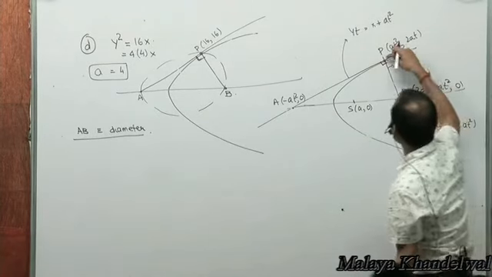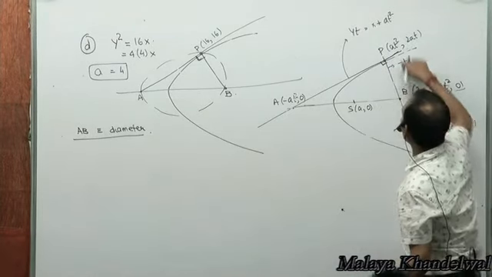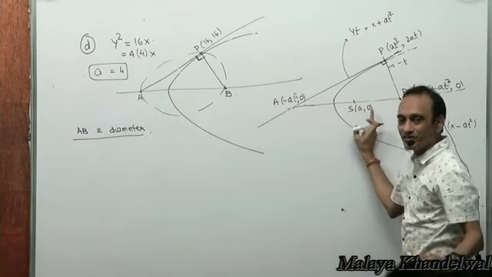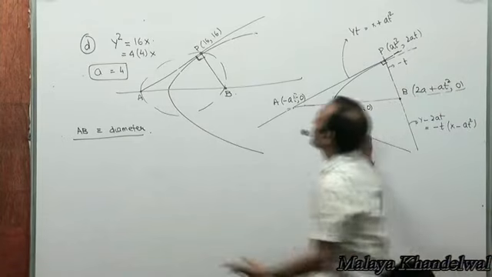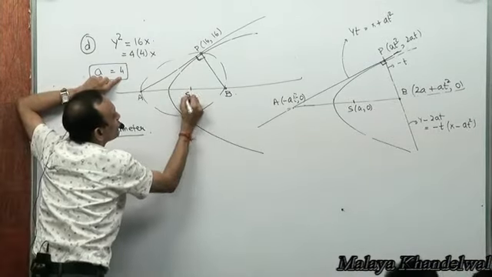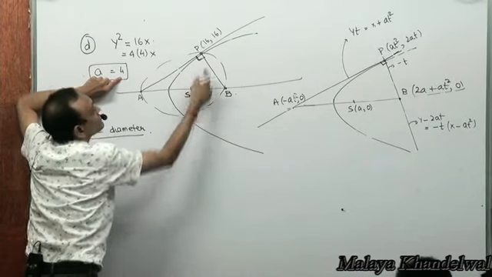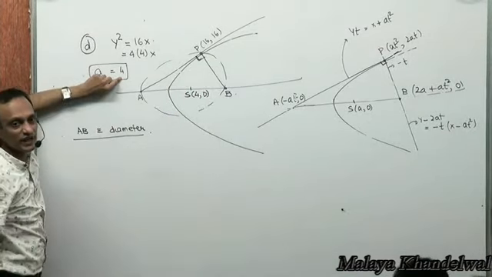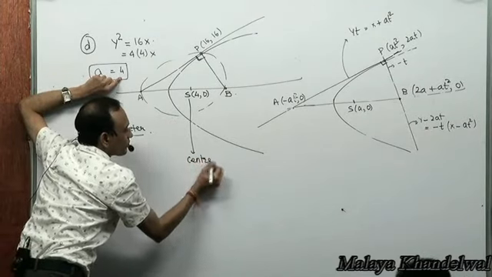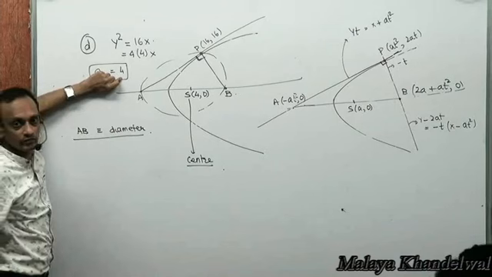So which means a circle drawn passing through AB would have its center at the focus (a, 0). Yes or no? So now in the same circle, what's a in this case? a is 4. What would be the focus? The focus would be (4, 0), and this would be the center of this circle. Right? Sounds good?